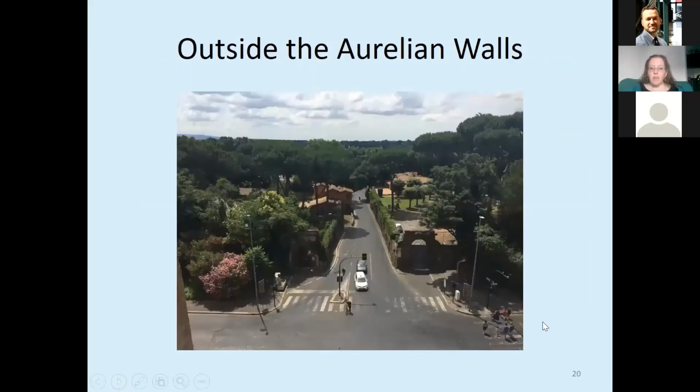And this is taken from the roof of the gate. This is what it looks like outside the Aurelian Walls. Lots of trees. That's because there's a great big park out there, which is amazing because a lot of the area outside of Rome has been built up over the past 100, 150 years. But here, some of it has been preserved, and so you do get this better sense of the ancient world.